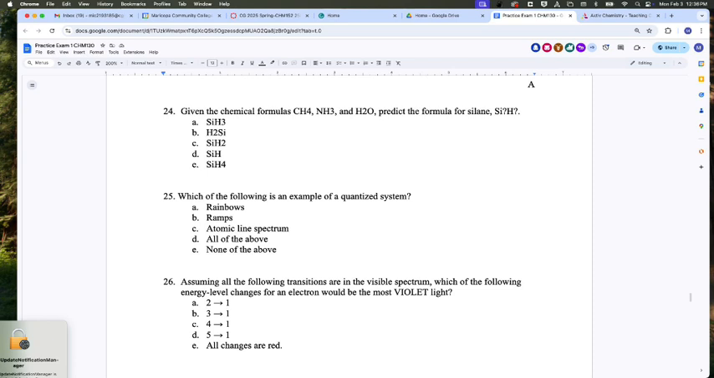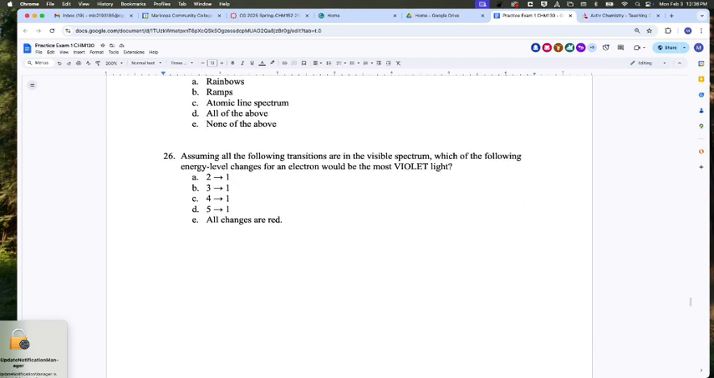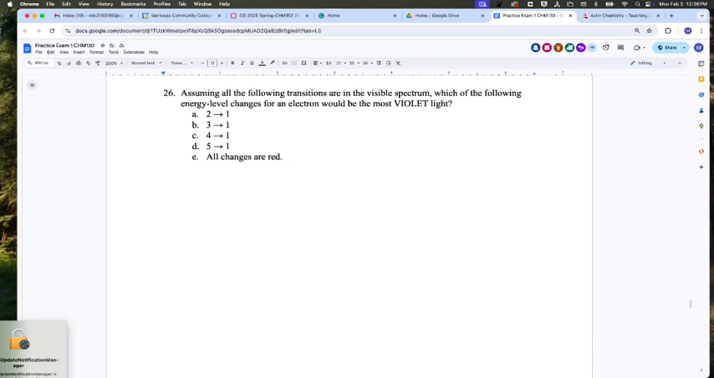26. Wow, there's just a run of questions right here, isn't there? All right. Without knowing energy differences between these, we can't predict necessarily what color any one of these is. So we are taking some massive liberties within this. Okay? So let's start.